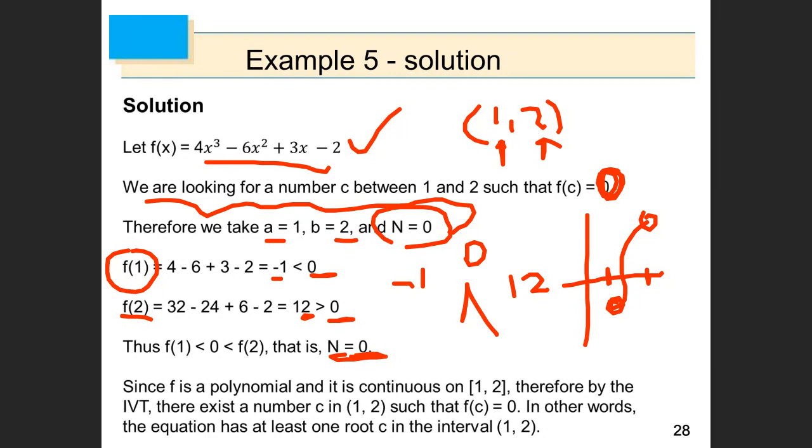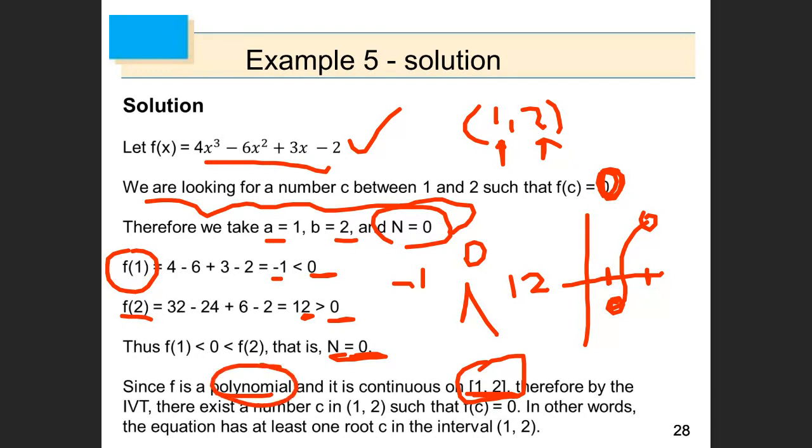Now, this is where you need to use the intermediate value theorem, right? You say since f is a polynomial and it is continuous on this closed interval. Be careful, because not every function is going to just work like that. By saying that it's a polynomial, you're saying that the domain is the set of real numbers. It means it's continuous everywhere, which automatically means it has to be continuous on this closed interval, because it's a polynomial.